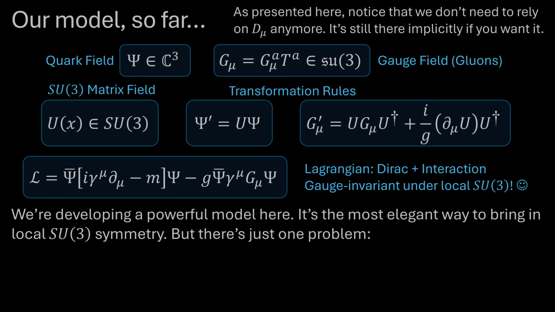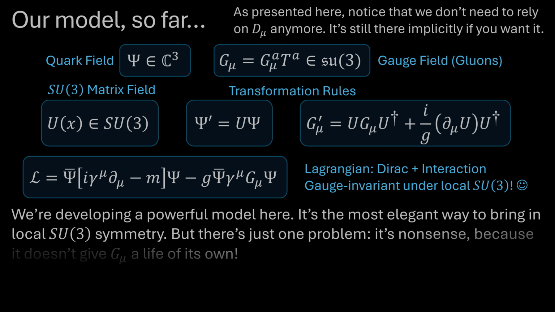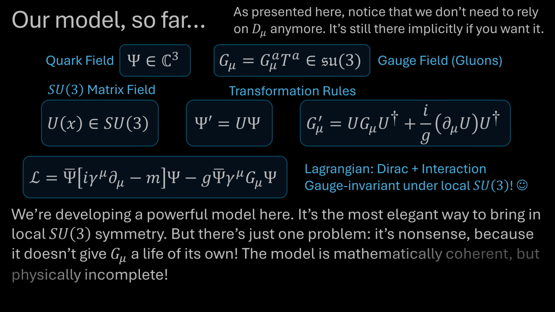However, problem not solved, because the model shown here is physically nonsensical. Now, to be fair, it is mathematically coherent, but physically it's incomplete. The reason being, if you look at our Lagrangian, we have the Dirac term, which pertains to the kinetic energy and the mass energy of our matter field, and we have the interaction term, which pertains to the way in which the matter field and the gauge field interact, but we don't have any term that gives our gauge field a life of its own.